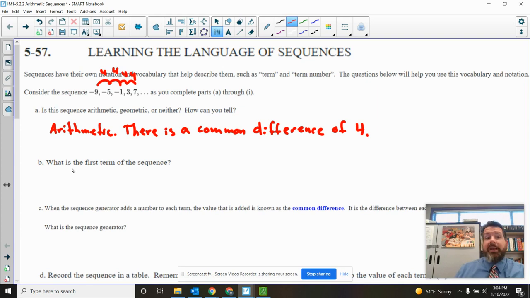Now, the next one's not a trick. It's simply asking, what is the first term of the sequence? So you look at your list and see what number's in front. It's -9. And if they had asked, what is the third term? You'd count to the third number. You'd say the third term is -1. Please don't make that complicated.